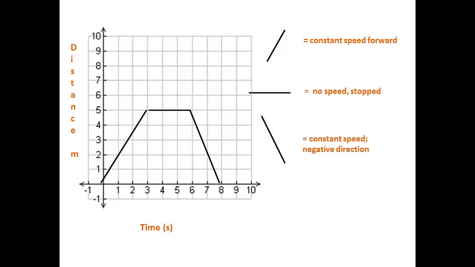Something else to keep in mind is that if you see a horizontal line, that means you have no speed, that you're stopped. So your slope would actually be 0. That's another reason why a horizontal line means no speed. It's because it's stopped. Your position is not changing relative to time.